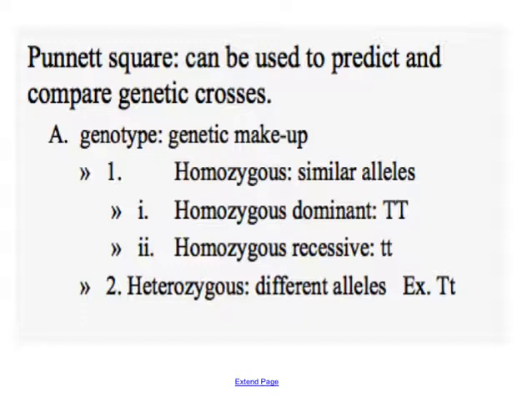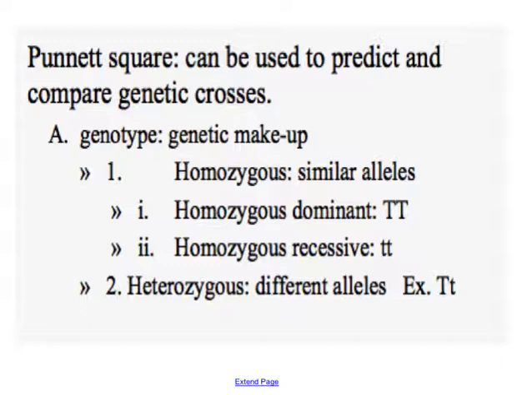Homozygous means similar alleles. Remember, alleles are different forms of the same gene. So here we have homozygous dominant, big T, big T. Remember, capital letters represent dominant alleles. The same letter represents the same gene. In this case, big T represents tall and little t represents short, so we're dealing with height here. Big T represents the physical appearance of being tall, and little t is short. So homozygous dominant is big T, big T. Homozygous recessive is little t, little t.